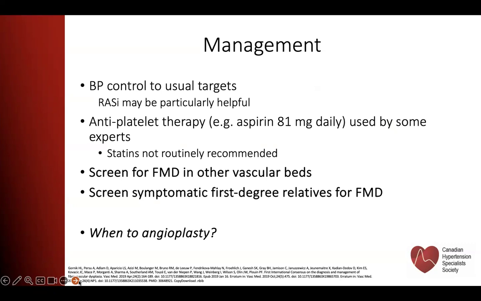As mentioned, we screen for FMD in other vascular beds. And first-degree relatives who have any symptoms to suggest FMD, including hypertension, should be screened for FMD. And then the next question in the management is who should undergo angioplasty and when.